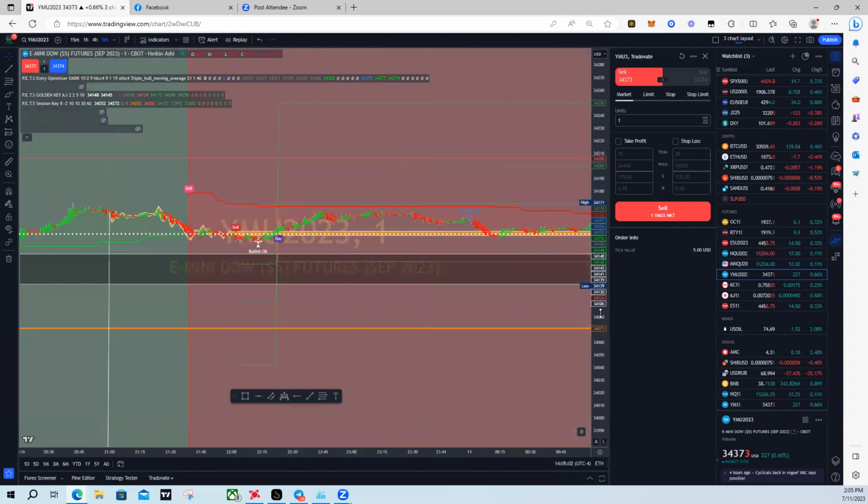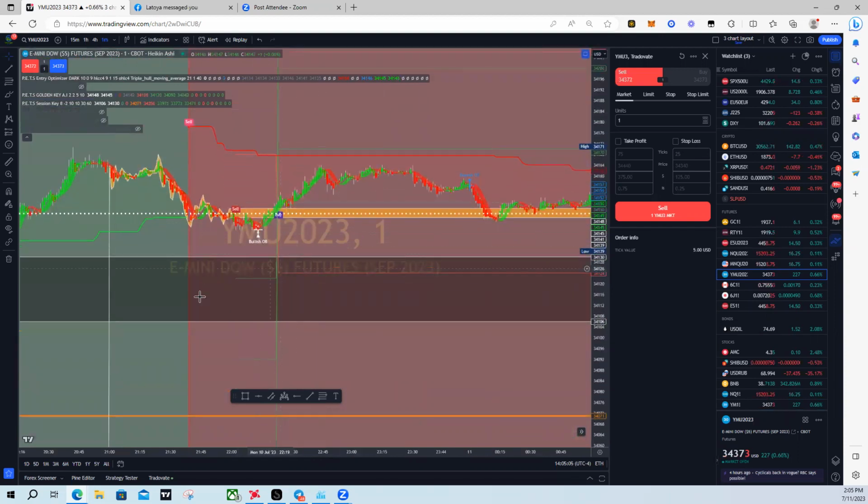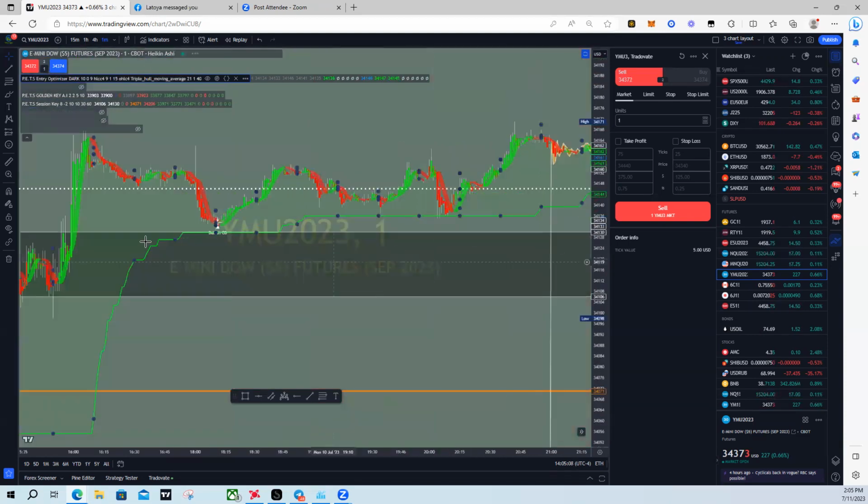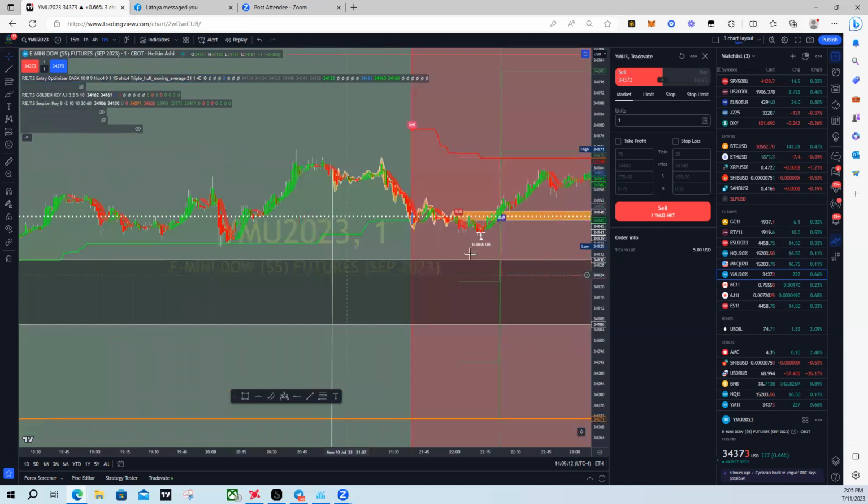We have on the golden key, the session key started first. Notice the session key was already formed. We're already in bias territory from the entry optimizer. Now we're currently in seller's territory from the entry optimizer. It gave us a sell. The sell was short-lived. You probably could have caught about $50 or so in that trade.